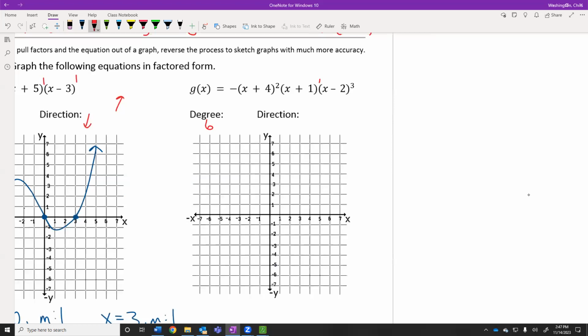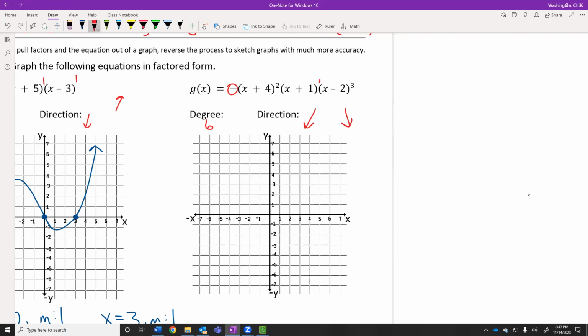That's an even number. So we know both ends of the graph have to go the same direction. Which direction are they going to go? Well, it goes back to the negative t, and both ends of the graph are going to go down. So I know a lot about what this graph looks like, and I haven't even drawn it yet. But now that we have the factors, we can find the x-intercepts, and we can draw a much more accurate graph than we were drawing the other day.